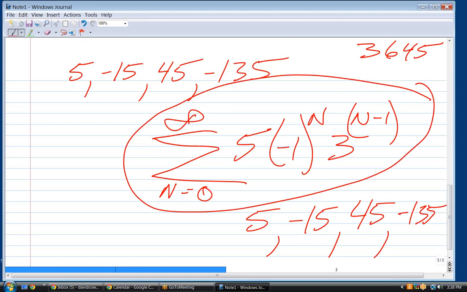So that works for the sigma notation. It may not be the most efficient notation, but it works. It defines that series. Now, how do we figure out which term gives us 3,645?